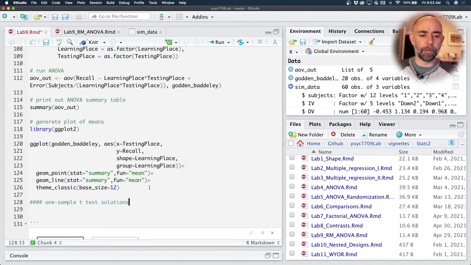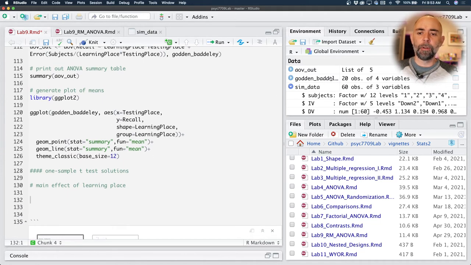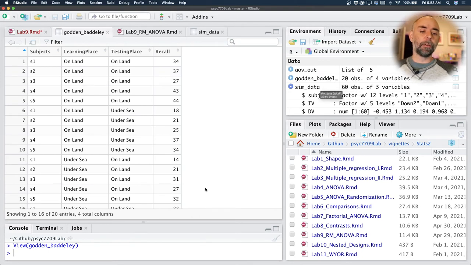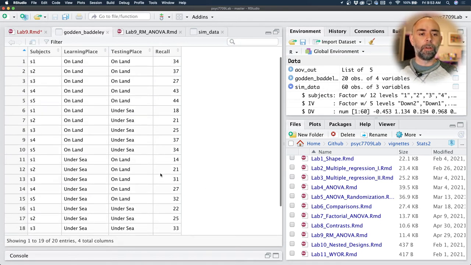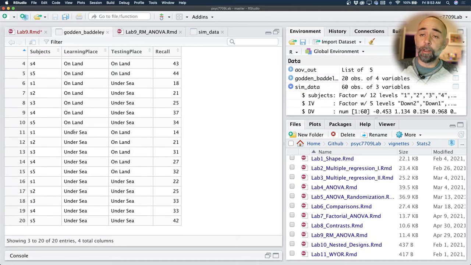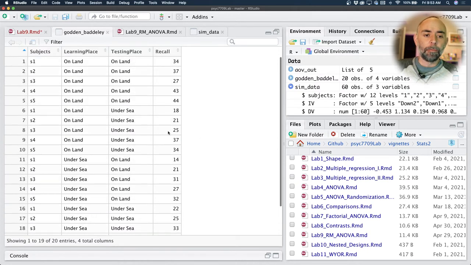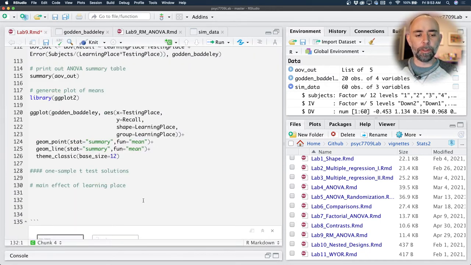One sample t-test solutions. Main effect of learning place. All right, so here's the data set. The main effect of learning place is the average effect of recall on land versus under sea. That's not represented in this data. This is not collapsed over learning place. So let's quickly do that.